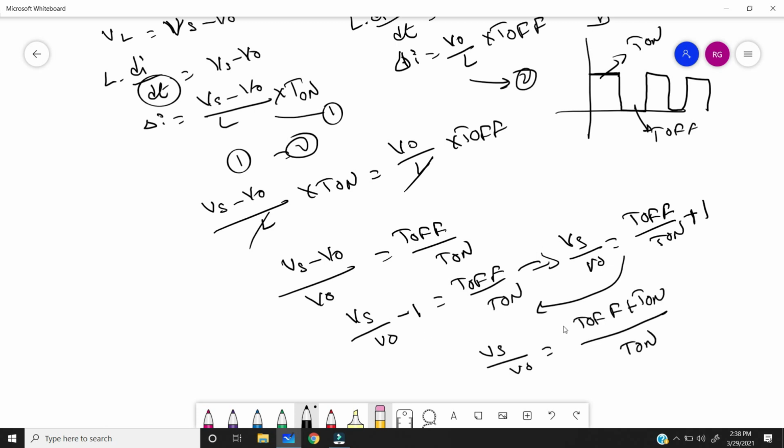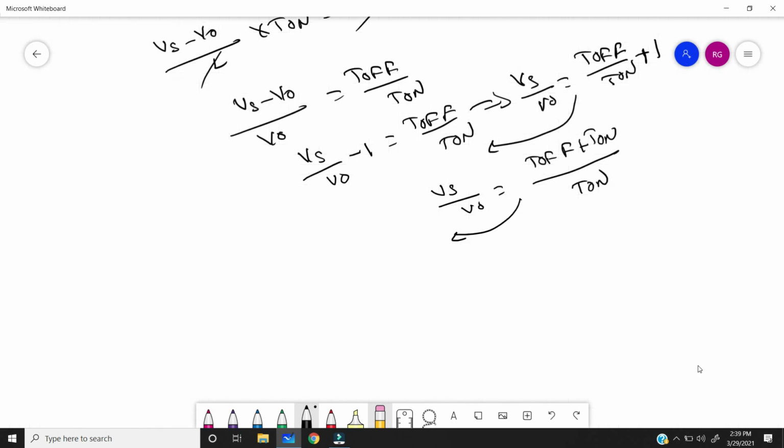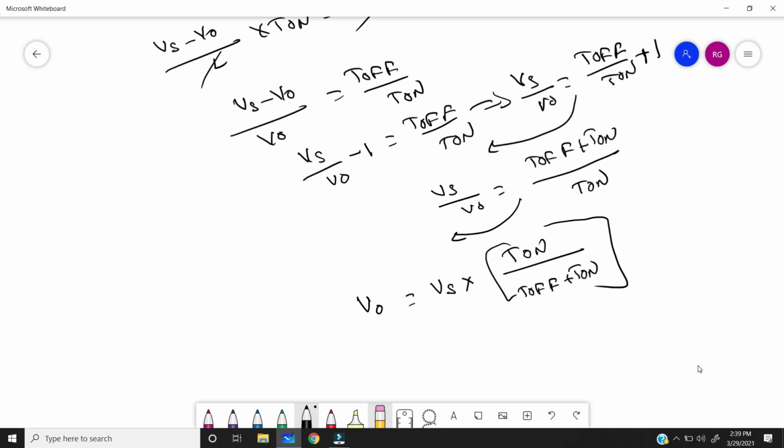Okay, now I again rewrite this as V0 is equal to, I'm taking V0 to this side and this one to the other side. V0 is equal to Vs into T on by T off plus T on. We already know this T on by T off plus T on is nothing but the duty cycle. Duty cycle is equal to D.